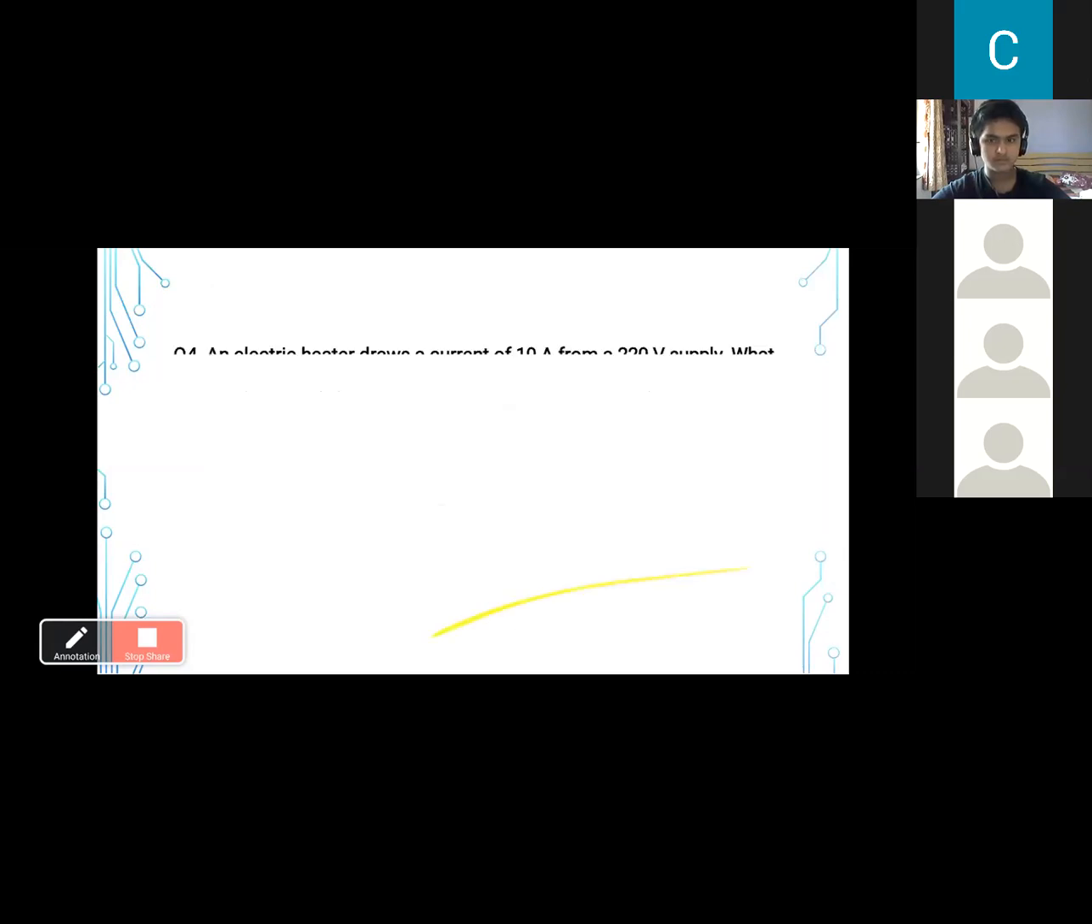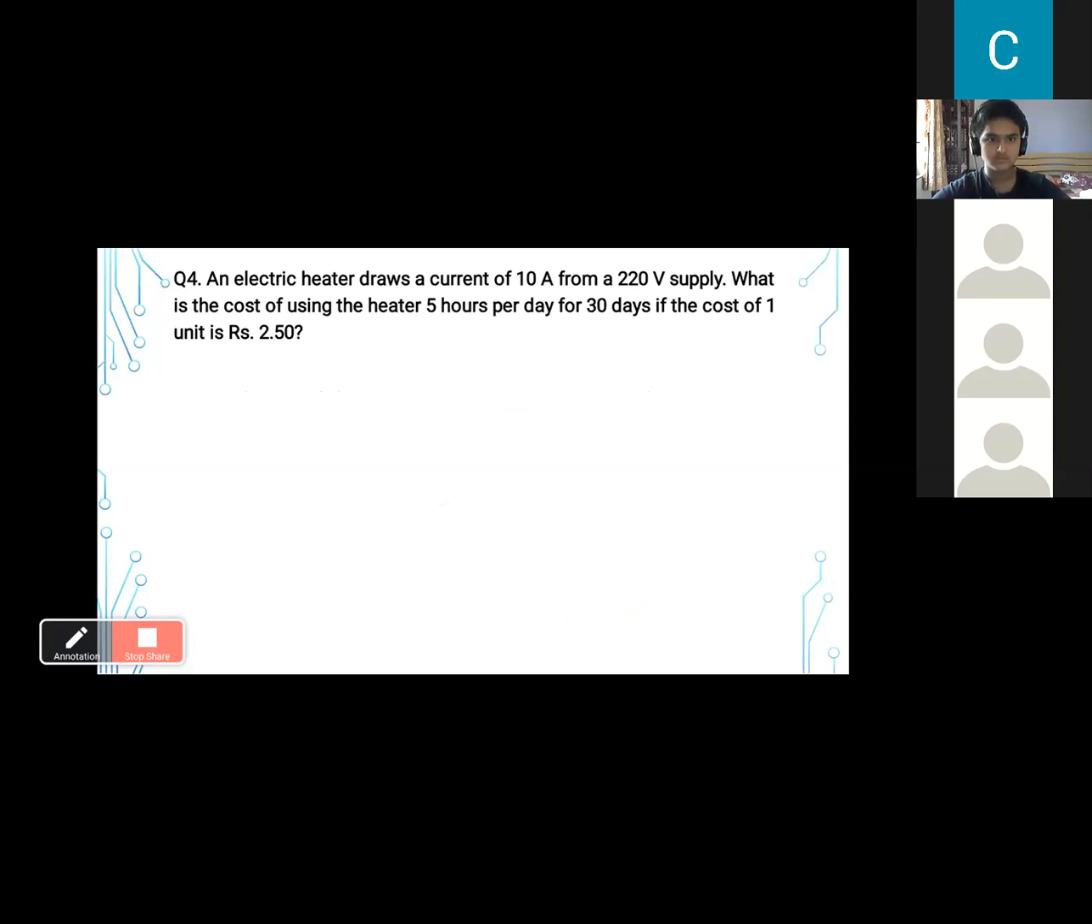Now coming to the next one. An electric heater draws a current of 10 amperes from a 220 volt supply. What is the cost of using the heater 5 hours per day for 30 days if the cost of 1 unit is 2.5? Here, the cost of 1 unit is given to you. I told you whenever you're finding the cost, you'll always find the energy or the heat in kilowatt hour, because 1 unit is given to you as kilowatt hour only.